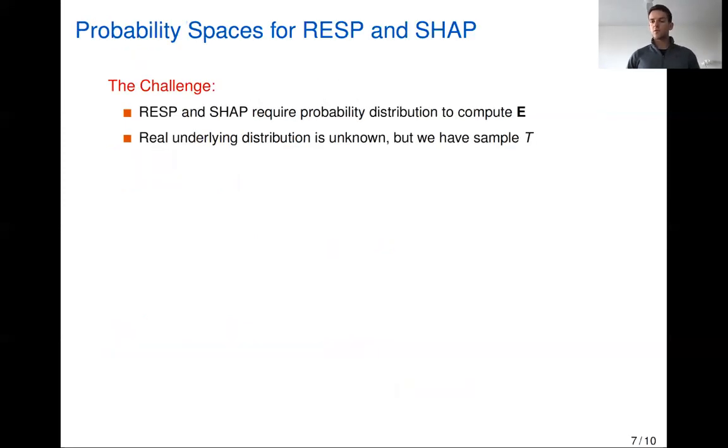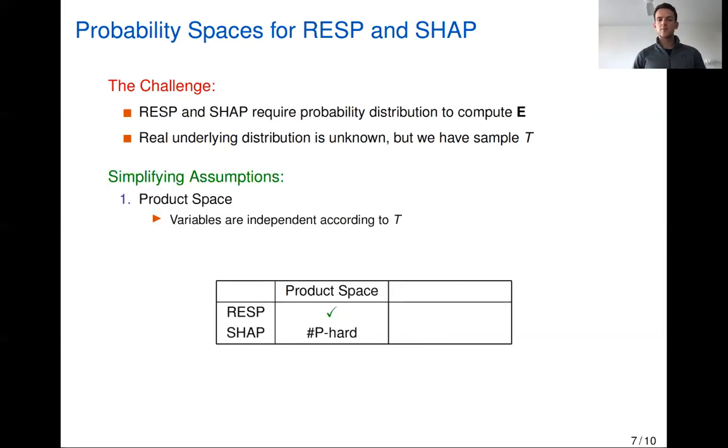So both the responsibility and the SHAP score require a computation of the expected value of the classifier, which in turn requires us to define an underlying probability distribution. Unfortunately, the real underlying distribution is unknown, but we have a sample T, which is typically the training data set in machine learning. We can make some simplifying assumptions to define this probability distribution over the sample T. One such assumption could be that the variables are independent, and then the probability distribution is given by the product of the marginals computed over sample T.